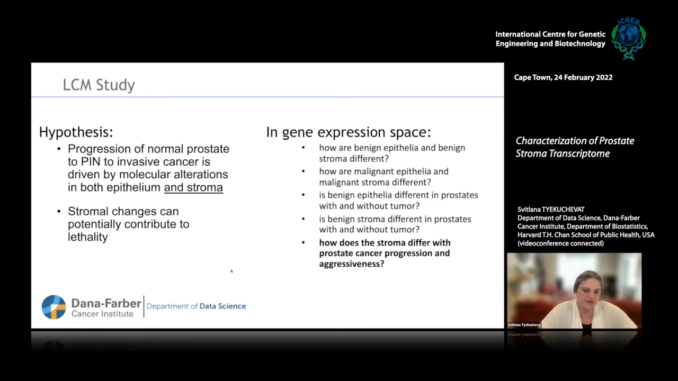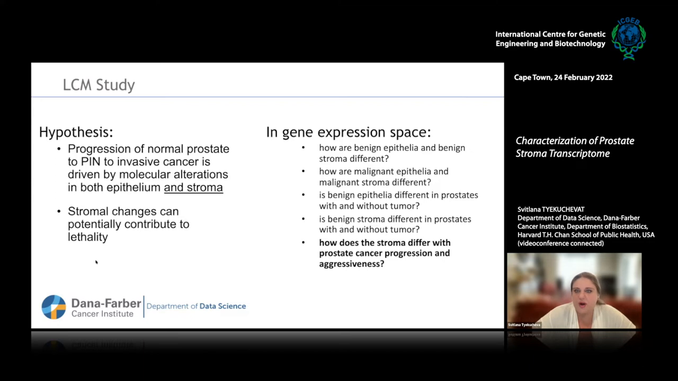It was previously shown by Dr. Nelson's group that in stroma, we do not really observe any genomic alterations. So the genome is stable. There are no mutations, no amplifications, deletions, or anything. On the DNA level, it looks nice and quiet, but on the transcriptome level, apparently it is not. The other hypothesis is that stromal changes can potentially contribute to the lethality of prostate cancer and, in general, its aggressiveness.